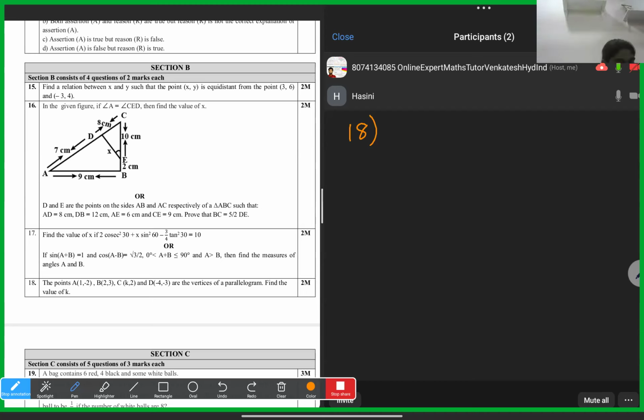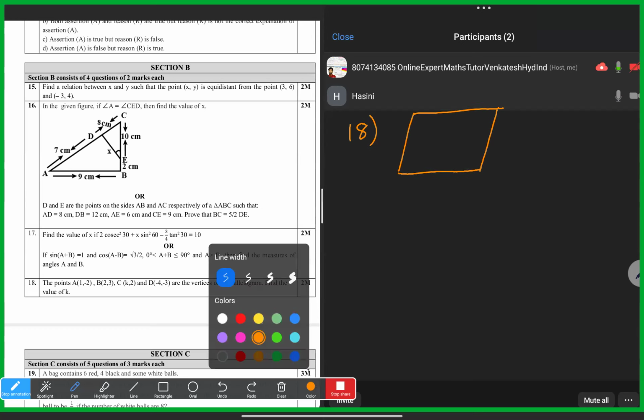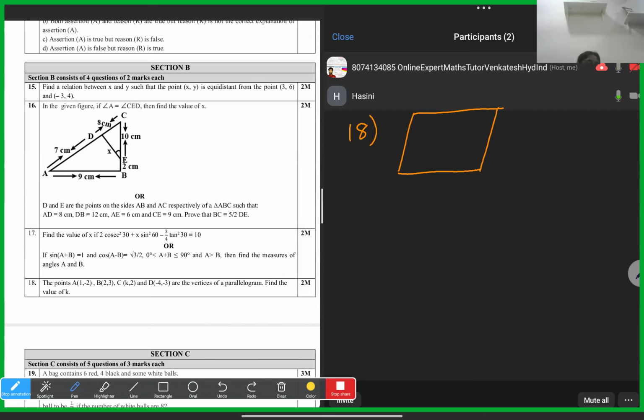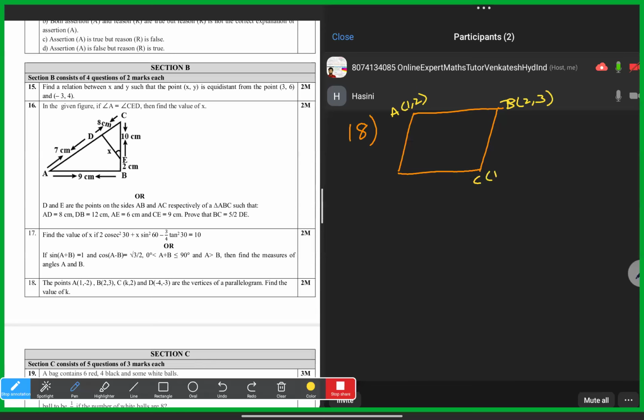So here they said, Hasni, that in this particular figure the vertices are the diagonal vertices of a parallelogram. A is (1, 2), B is (2, 3), C is (K, 2). D is how much, Hasni? (-4, ...). Any doubt, Hasni? No, sir.